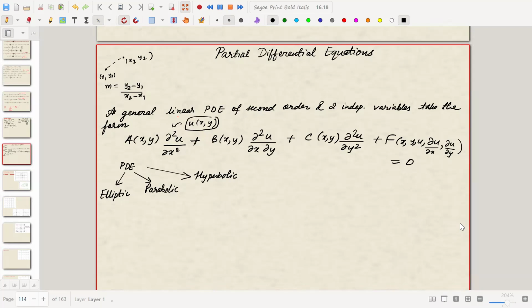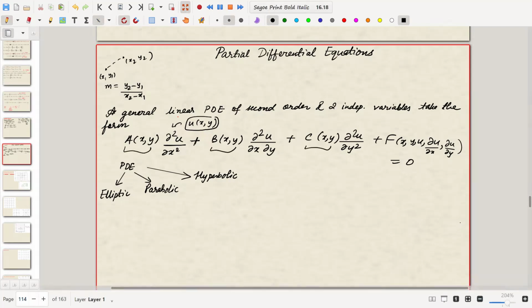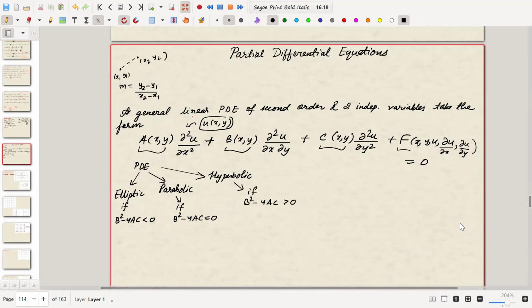It depends on these coefficients A, B, C, and F. It is elliptic if b square minus 4ac is less than 0. It is like treating it as a discriminant. It is parabolic if b square minus 4ac is equal to 0. It is hyperbolic if b square minus 4ac is greater than 0.